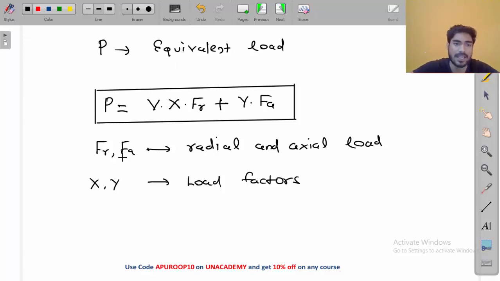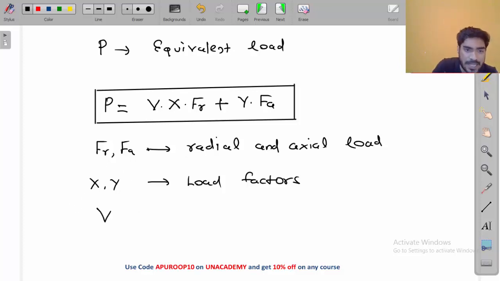And second, it depends on how dynamic the load is. The load is not static, the load is moving, right? So it also depends upon that. The X, Y values are fixed depending upon the type of bearing and the application. For which application you are using and what type of bearing. Based on that, there are some values of load factors. It is mentioned in the design data book.